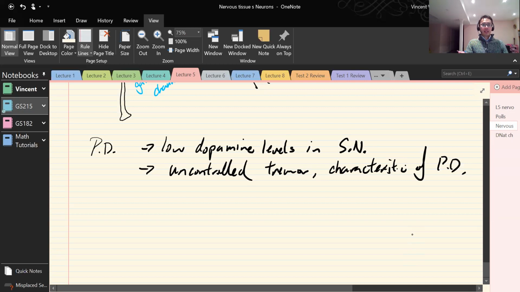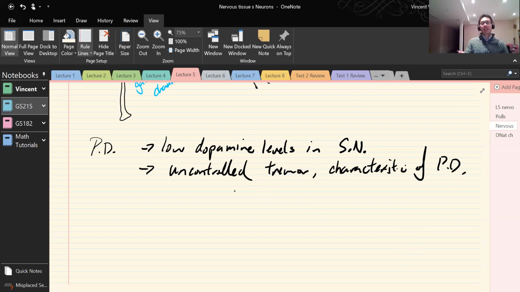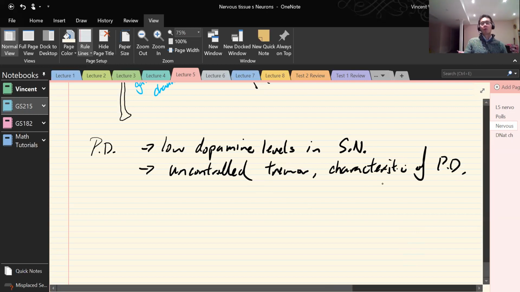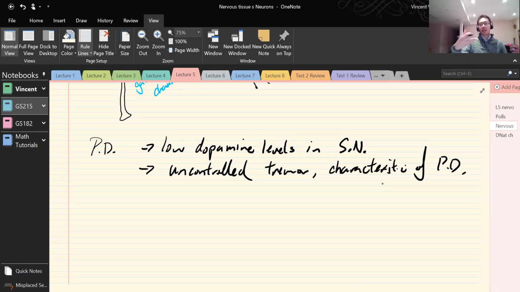So how do we fix this problem? If you don't have enough dopamine, you might be thinking, why don't we give them dopamine? But we have a problem. We cannot give them dopamine because dopamine will not cross the BBB. You have a blood-brain barrier that prevents things from crossing. So if you inject the dopamine or take it orally, none of it will make it to the brain, and it's not going to work.